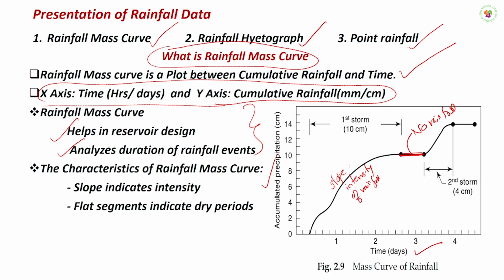Why can it not go down? You are doing cumulative values. Cumulative means you are adding up values. When you are adding up values, how can a mass curve come down like this? No way. It has to go like this. Suppose there is no rain at some particular time, it can be at maximum a straight line, which is there. So kindly remember, any straight line indicates there is no rainfall during that period. The flat segments indicate a dry period, whereas the slope indicates intensity.